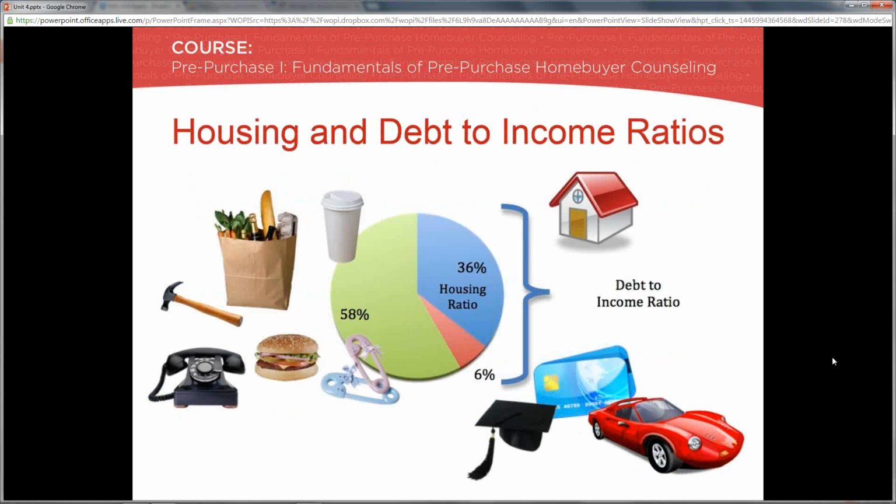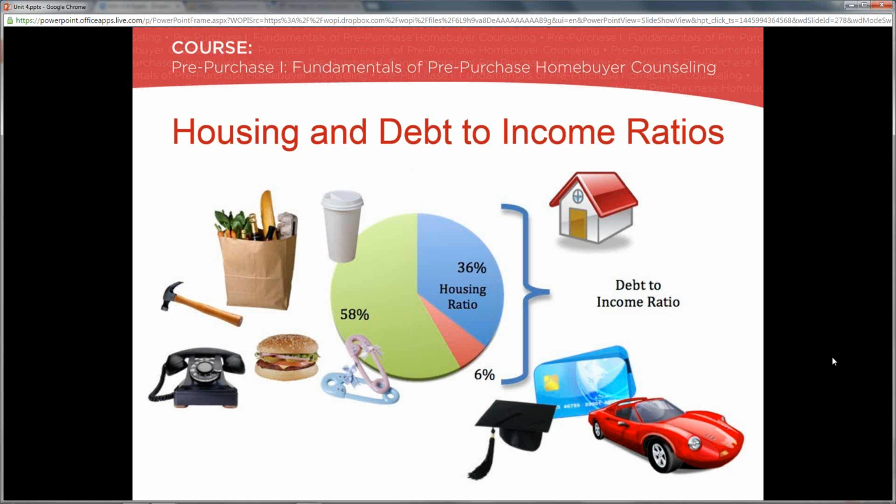Let's look at a visual representation of these ratios. First, the whole pie represents 100% of the borrower's gross monthly income. Next, let's look at the blue portion. This represents that 36% of the borrower's gross monthly income is to pay for the housing payment, which includes the principal, interest, taxes, and insurance, as well as mortgage insurance and homeowners association dues, if those are required.